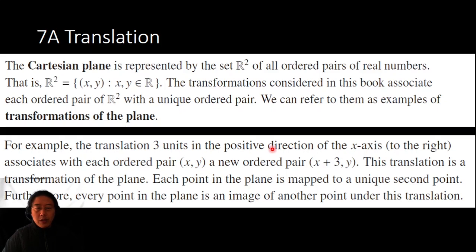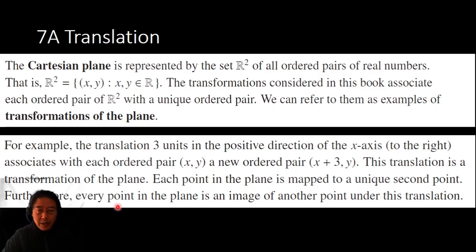So the first one, let's say we translate 3 units in the positive direction of the x-axis. What it means is for each ordered pair x and y, from that set, which could be a list of values or a rule, the new ordered pair has an x value which is transformed into x plus 3. Again, each point in the plane is mapped to a unique second point, or a pair of real numbers.